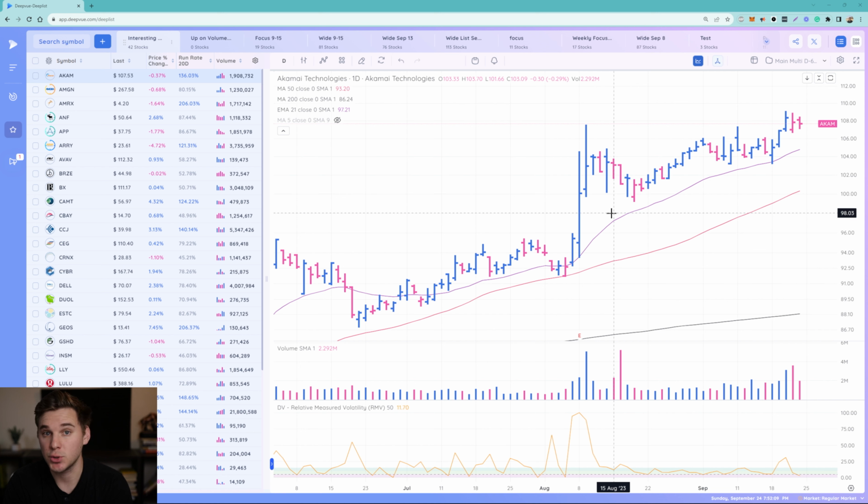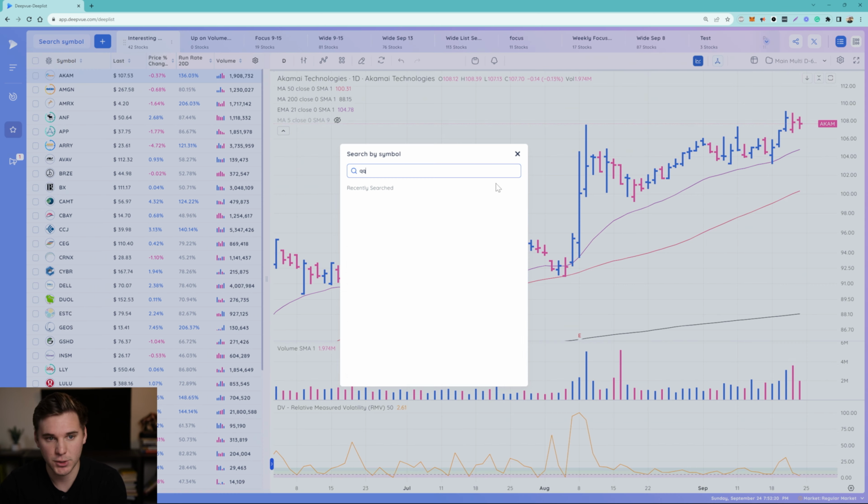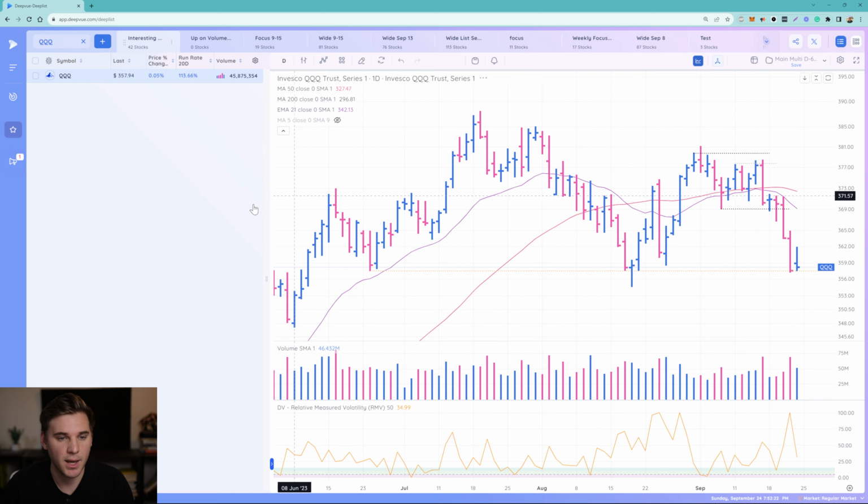Today we're gonna, as usual, dive into the indexes, a few key stocks that I'm watching, and I'll give my overall take on the health of the market, which newsflash isn't great at the moment. And let's go ahead and first bring up the QQQ here and take a look at this chart.